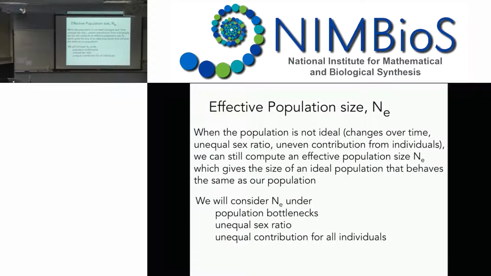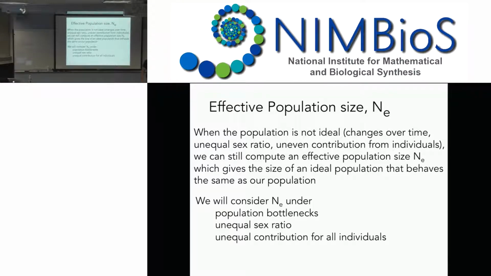So I'm going to consider 3 scenarios: a population bottleneck, unequal sex ratio, and unequal contribution from individuals. All 3 of these scenarios, which are biologically quite reasonable, will result in the effective population size being much less than the actual size. It's about, I think, 6 billion humans now? Thereabouts? If the census size is 6 billion, how come our effective population size is 50,000?